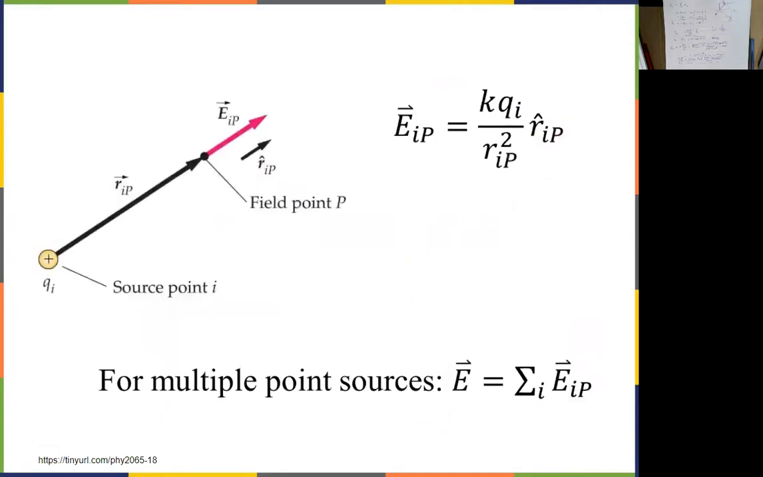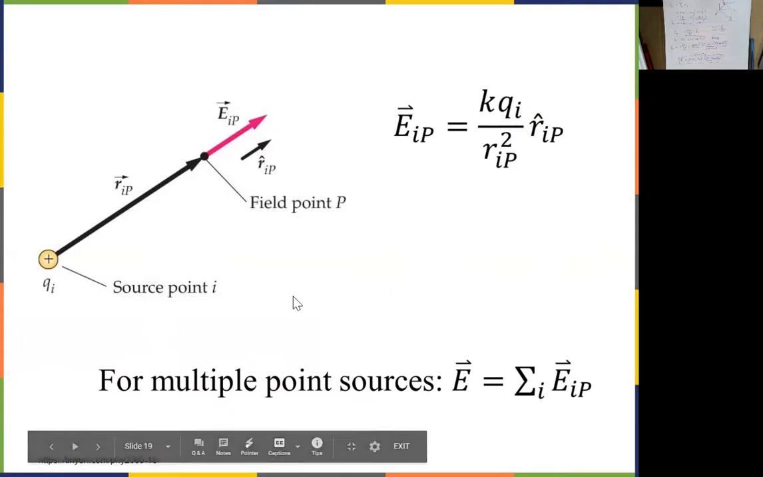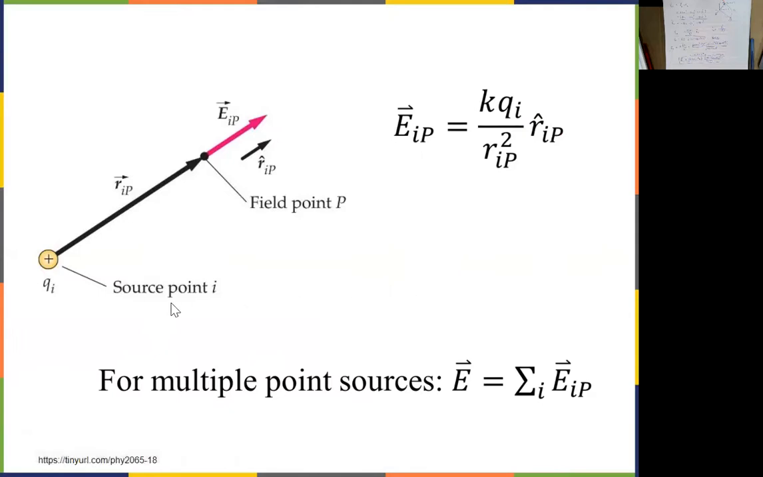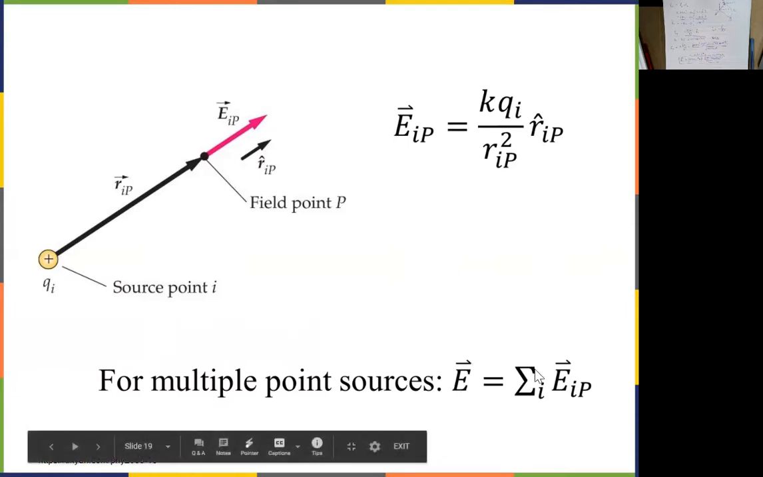If you have more than one point source, say several point charges in space, then the electric field at a particular point of interest, the field point P, comes from the summation of the electric fields produced by each of the point sources. Remember electric field is a vector, so you are doing vector addition here again.